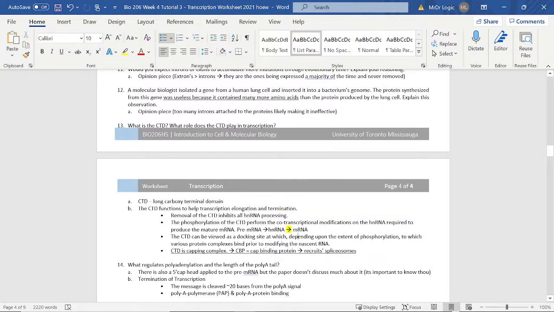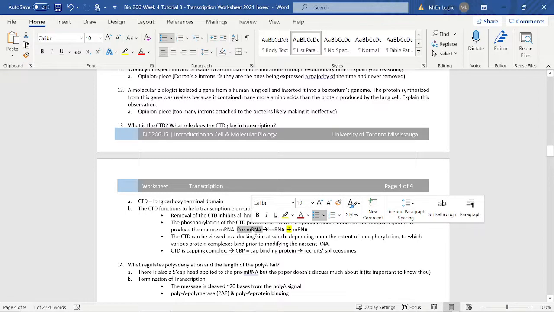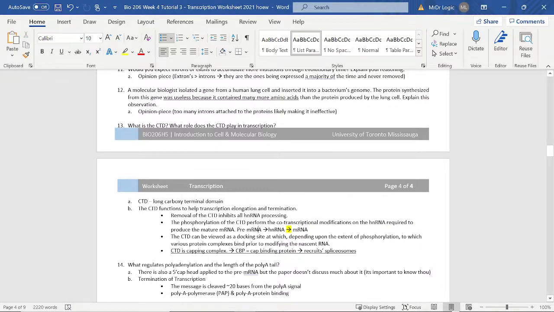You can see here that when the raw RNA is made, straight from transcription, it's just fresh out. It's pre-mRNA, and then it somehow becomes hnRNA. I'm not too sure how. CDT comes in at the opportune time and fixes it into mRNA by its phosphorylation and modifications to the hnRNA. So this is where I would argue CDT does the majority of its job.